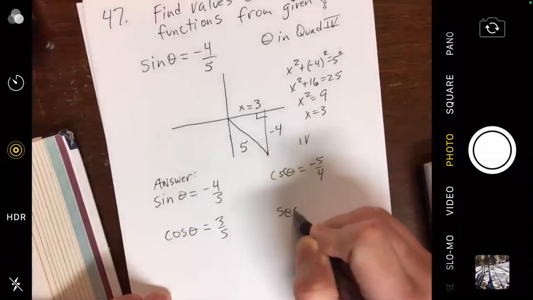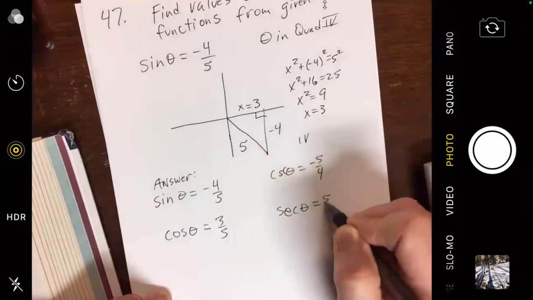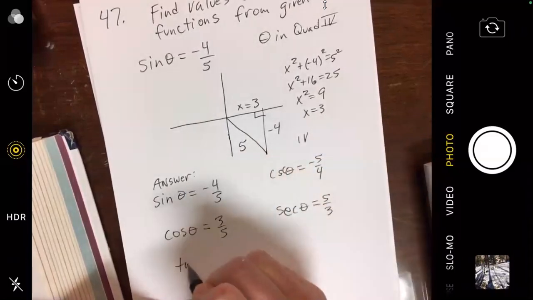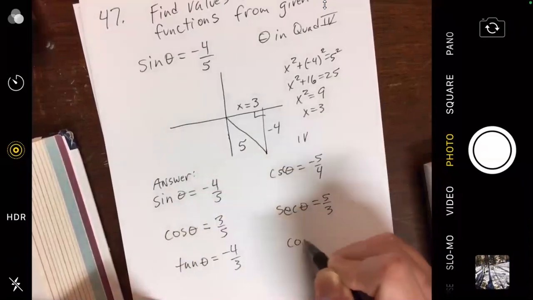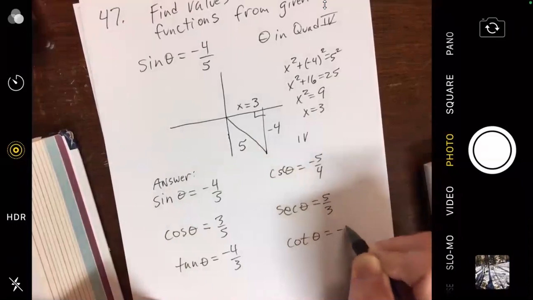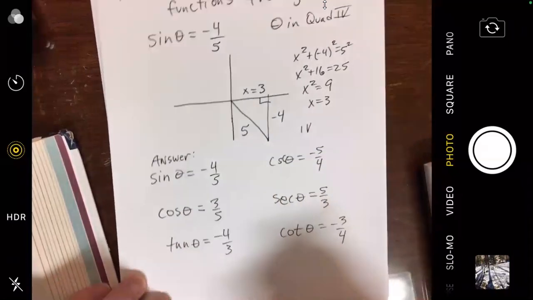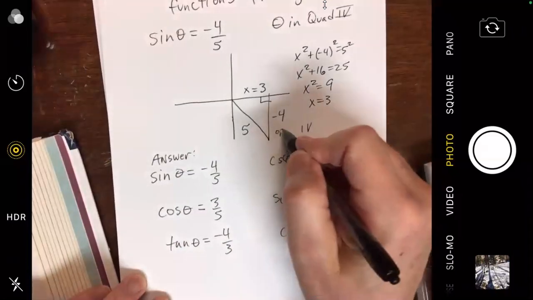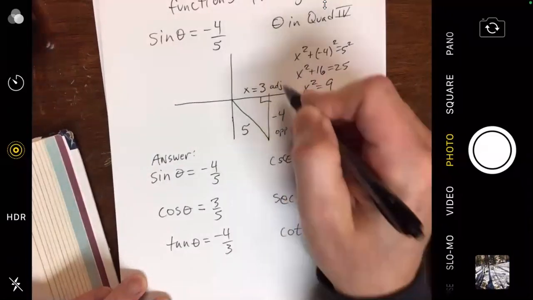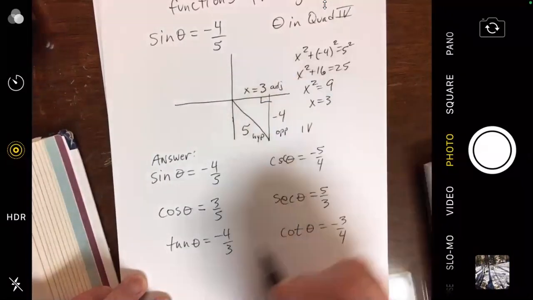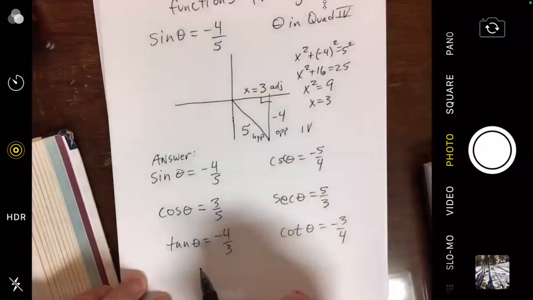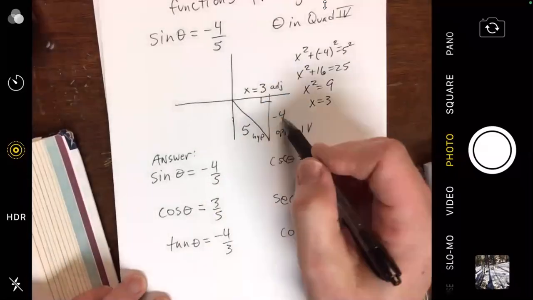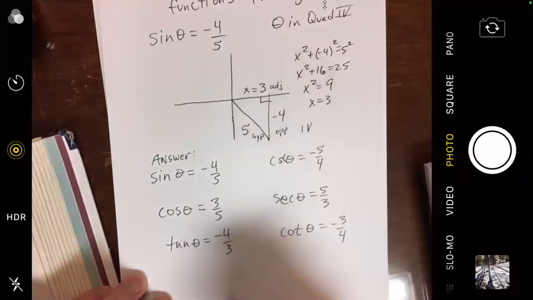Secant theta, 5/3. Tangent theta, -4/3. Cotangent theta, -3/4. Remember, this is opposite, adjacent, hypotenuse. So your cosine is 3/5. Tangent theta is opposite over adjacent, -4/3.